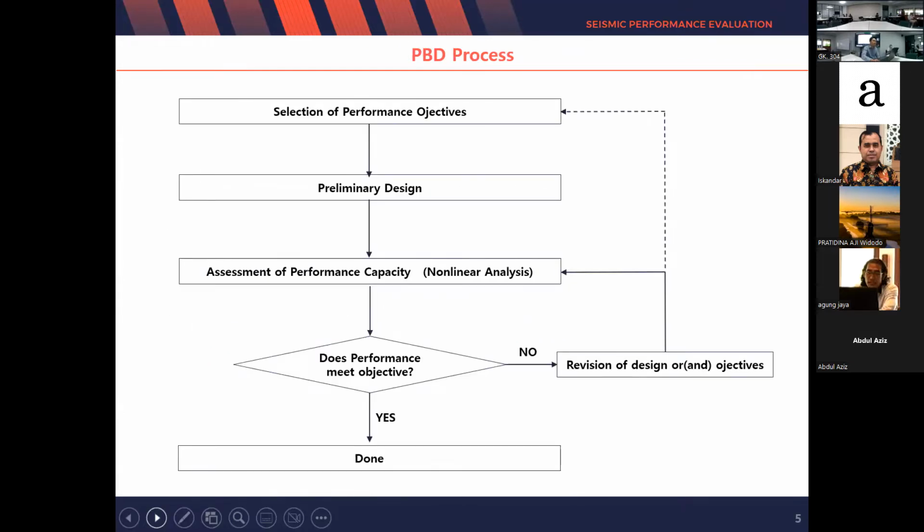This is the standard procedure of the performance-based design process. First of all, determine the performance objective and perform dynamic analysis to assess performance capacity. If you get poor results, you have to revise the design or set the objective again.